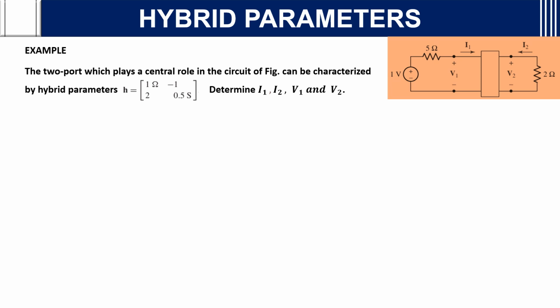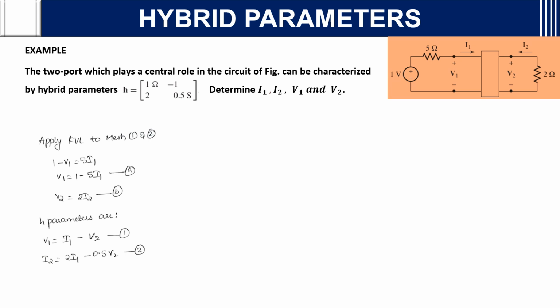The two ports which play a central role in the circuit of the figure can be characterized by hybrid parameters. H is equal to [1 ohm, -1; 2, 0.5 Siemens]. Determine I1, I2, V1 and V2. We want the I1, I2, V1 and V2 values. How to find? Apply KVL to mesh 1.